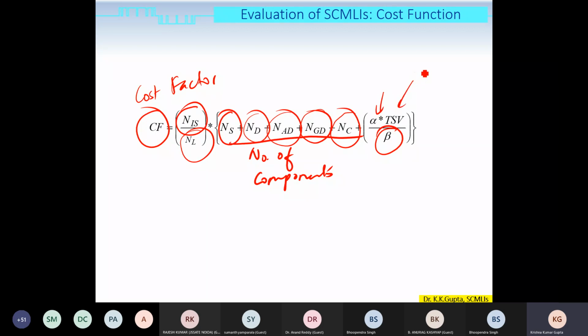This TSV is the total standing voltage, which means the addition of voltage stress of all the switches. Basically this determines the cost, right? The more the TSV, the more will be the cost of your converter. Components determine the cost as well as the volume of the topology. So the less the cost function, the better is the topology, right?